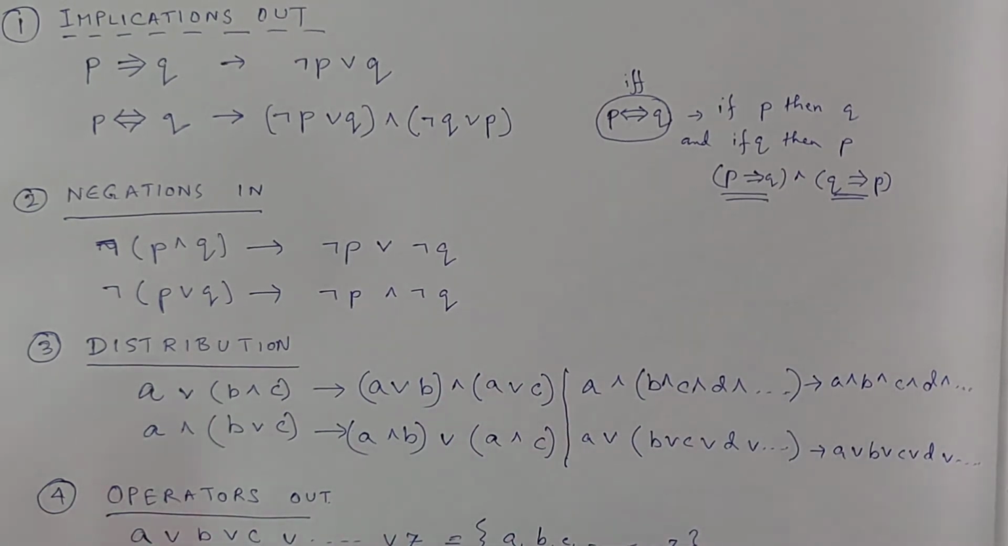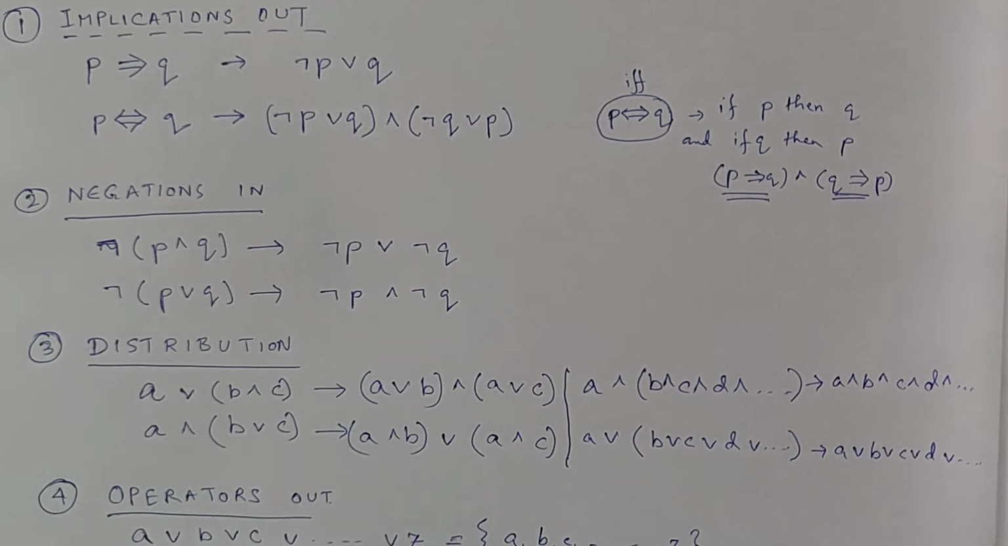So these are the two things: if there is an infinite chain of ANDs or ORs, you can just mix them up.